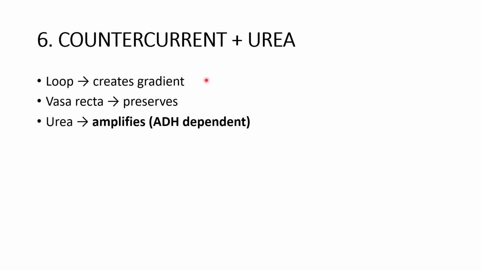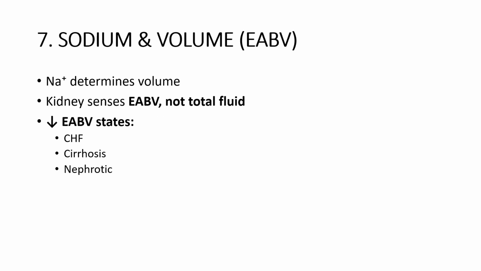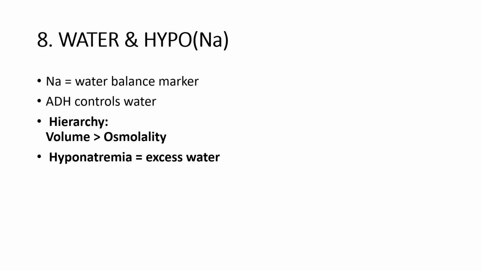Then we saw the countercurrent gradient, which is formed by the loop, preserved by the vasa recta, and amplified by urea. Then sodium and volume. Basically, sodium determines your volume, and kidney senses EABV, not the total fluid inside the body. States where there is perceived hypovolemia due to low EABV: CHF, cirrhosis, nephrotic syndrome.